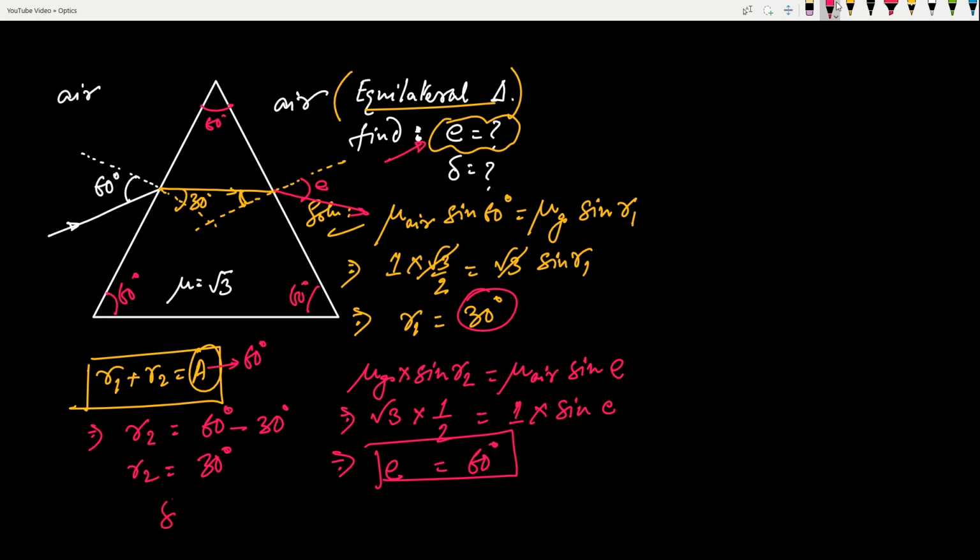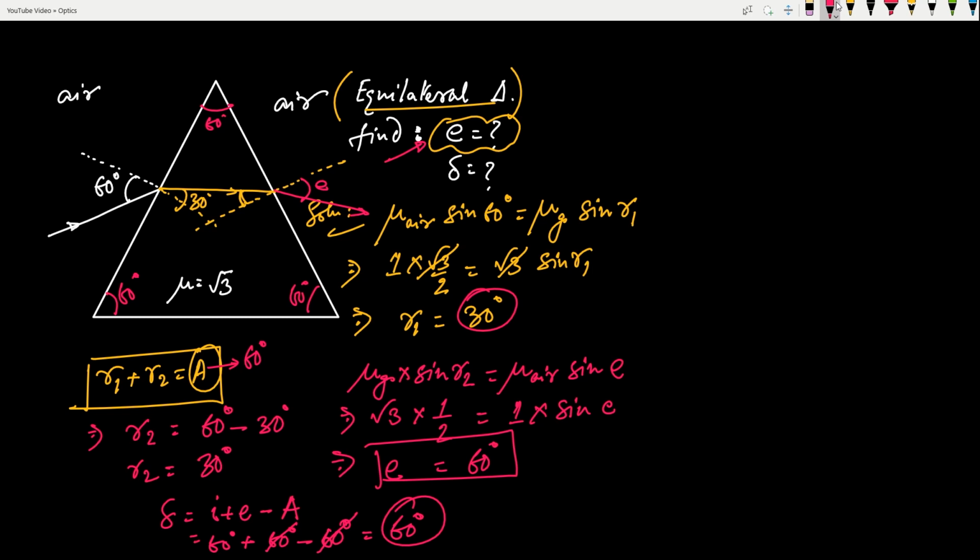Simple again, use the formula that I have taught you, that is deviation is equal to I plus E minus A. Okay, so if we use this formula, then we know that angle I is 60 degree, angle of emergence is also 60 degree, and angle of the prism is also 60 degree. Okay, so 60 got cancelled and we got the angle of deviation to be 60 degree. Simple as that. So the angle of emergence is 60 degree and angle of deviation is also 60 degree.